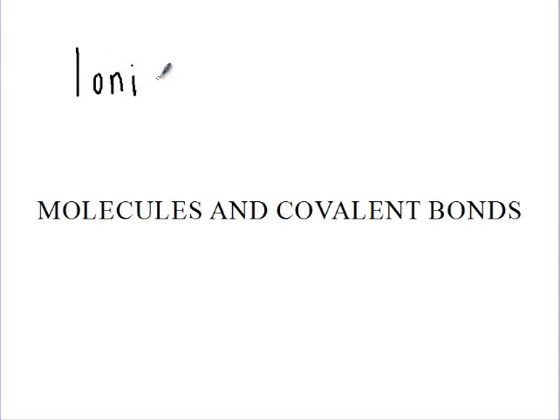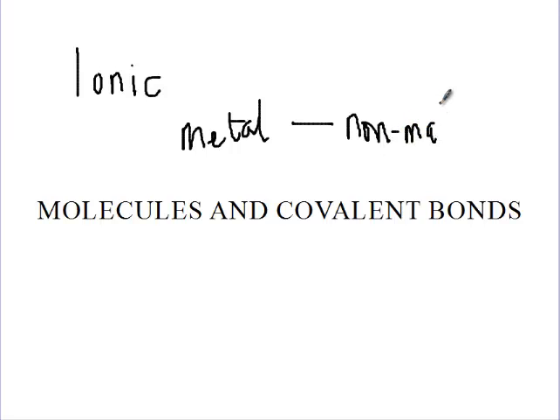Now, an ionic bond is formed between a metal and a non-metal. The metal will transfer the electron to the non-metal and then become a cation. The non-metal will accept the electron and become negatively charged, or an anion.